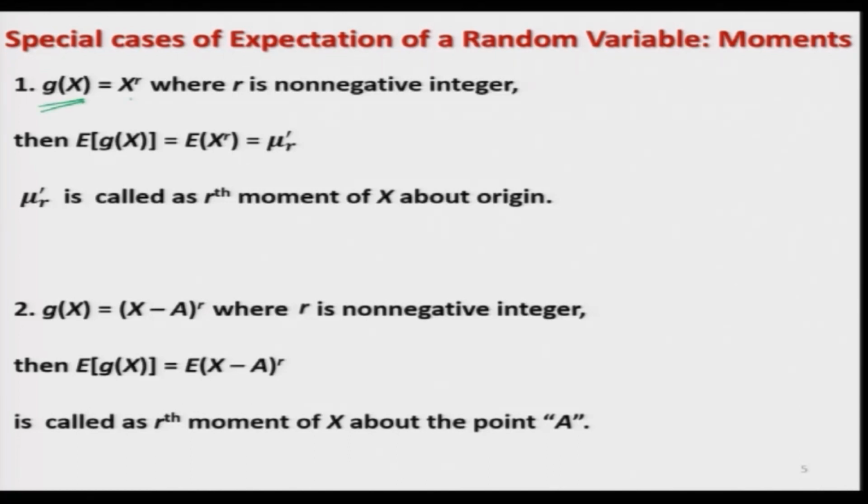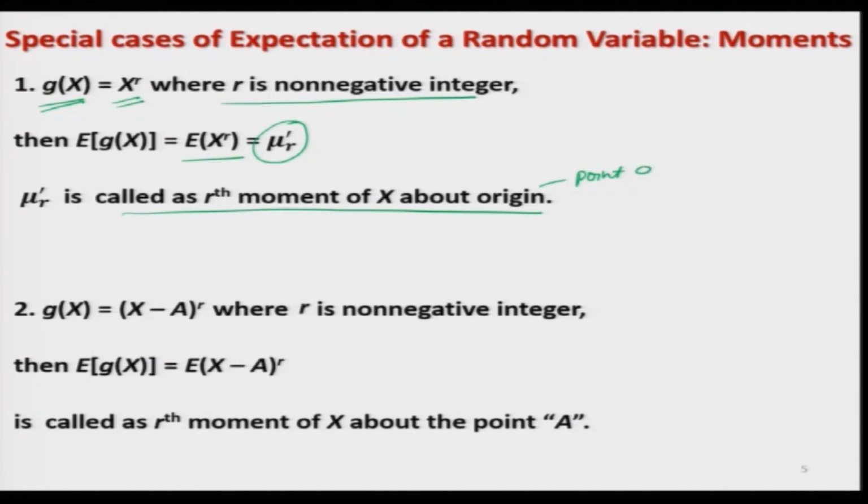So, now let me take the first special case of the function of random variable g(x). Let g(x) be equal to x raised to the power of r, where r is some non-negative integer. Now, in this case, the expected value of g(x) will become the expected value of x raised to the power of r, and this is indicated by mu_r prime. That is a standard symbol in statistics, and this mu_r prime is called the rth moment of X about origin. Origin means the point 0 that we know.